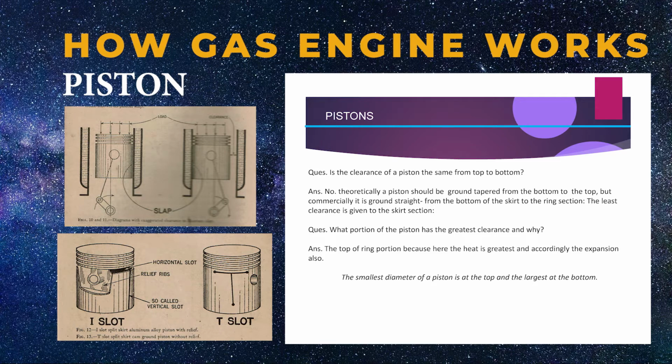Question. What portion of the piston has the greatest clearance and why? Answer. The top ring portion, because here the heat is greatest and accordingly the expansion also. The smallest diameter of a piston is at the top and the largest at the bottom.